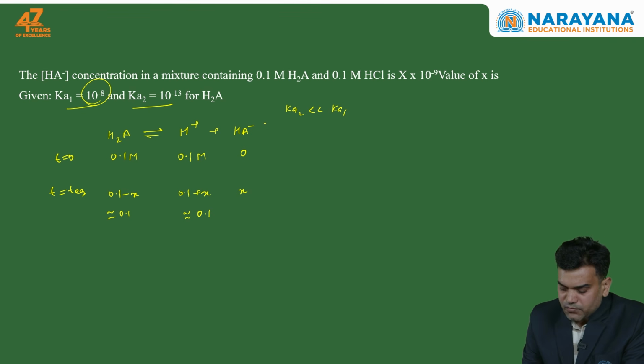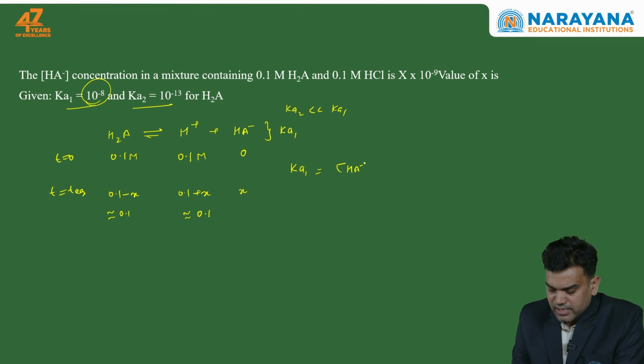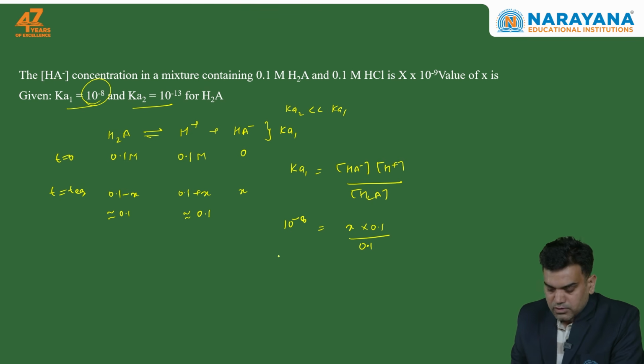Since it is first dissociation only, I can apply the expression for Ka1. So Ka1 is equal to the concentration of HA negative times the concentration of H positive ions divided by the concentration of H2A. The value of Ka1 they have given is 10 to the power minus 8, which is equal to HA negative, that is X. The value of H positive we have taken approximately equal to 0.1, and the value of H2A is also approximately 0.1 only. So the value of X coming here is 10 to the power minus 8.